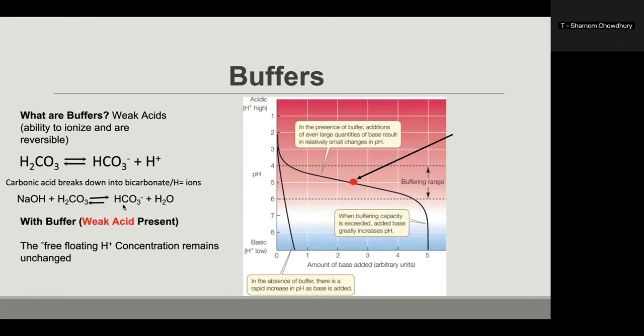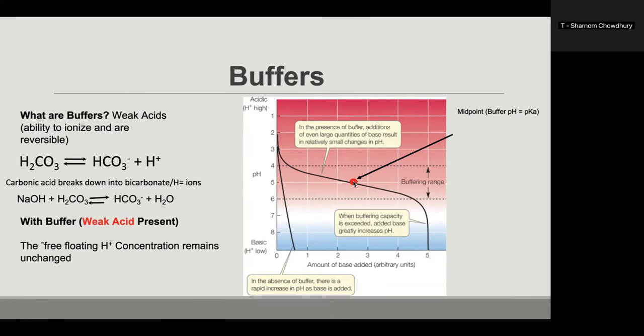As a result of that, it can maintain an equilibrium that can neutralize any strong bases or strong acids because it doesn't dissociate completely. If it dissociates completely, for example, here, it would increasingly go more basic. However, because there's a buffer, it maintains some of the hydrogen ions so that with any large quantities of base, the buffer makes sure that there's a relatively small change in pH.